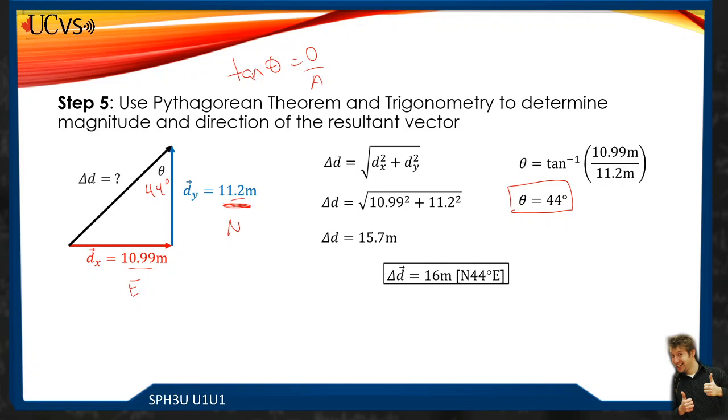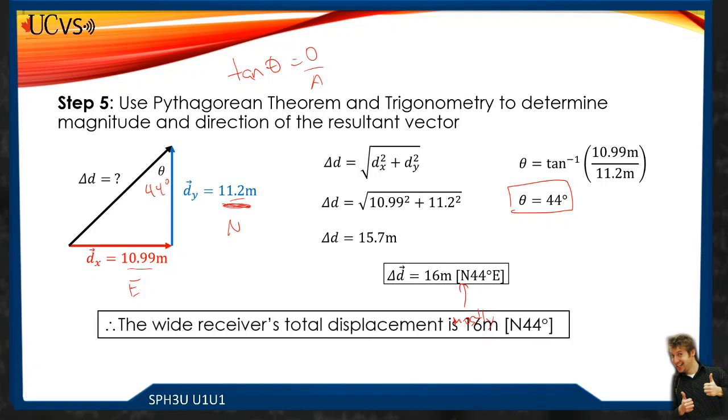All right, so it's mostly north because the dy was larger than the dx, and we ended up with north 44 degrees east as our final answer. And of course, put a therefore statement, put a box around it, and we're finished. And put a period.